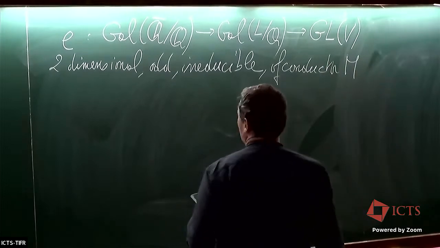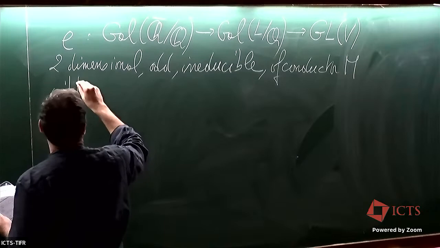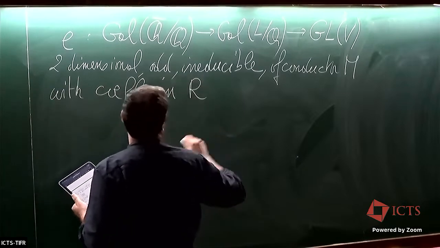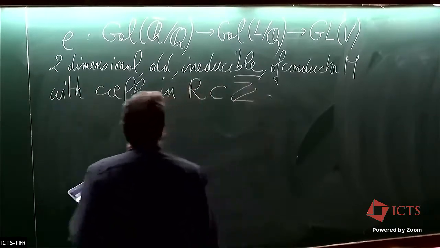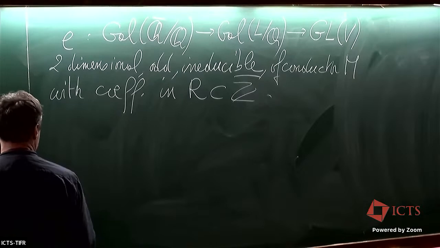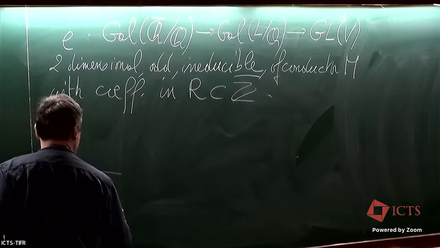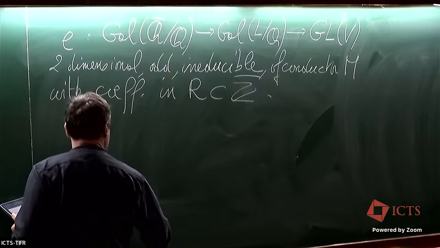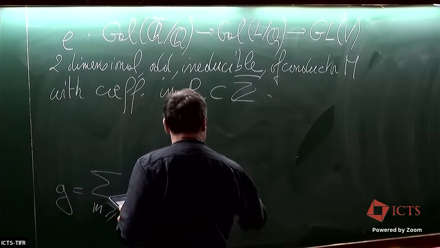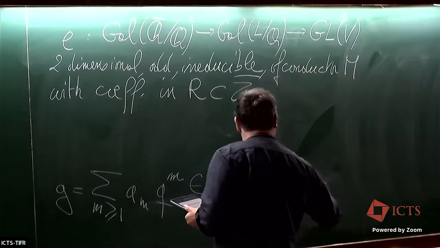And what else? With coefficients in R, some subring of the algebraic integers. That's one side, and the other side is the modular forms of weight one. In S1 of M, a newform with coefficients in R.